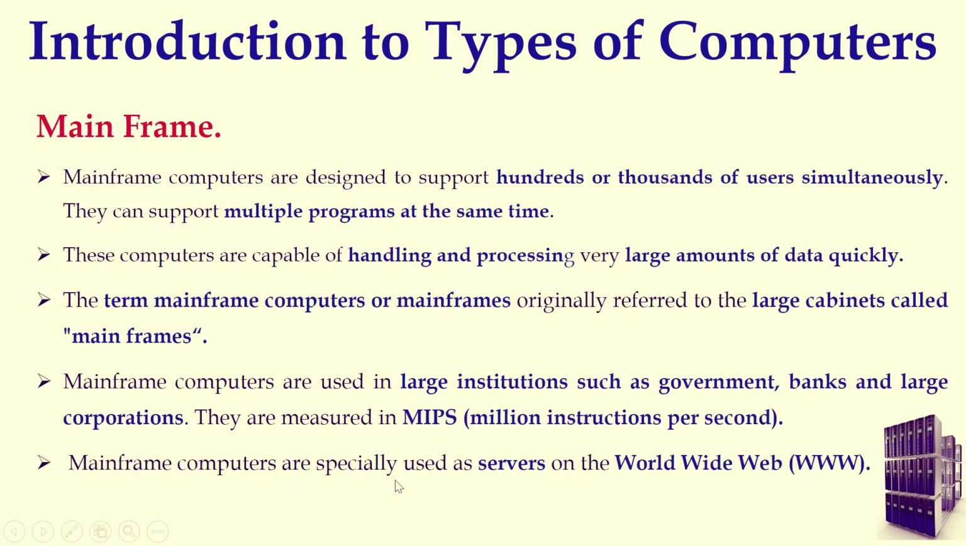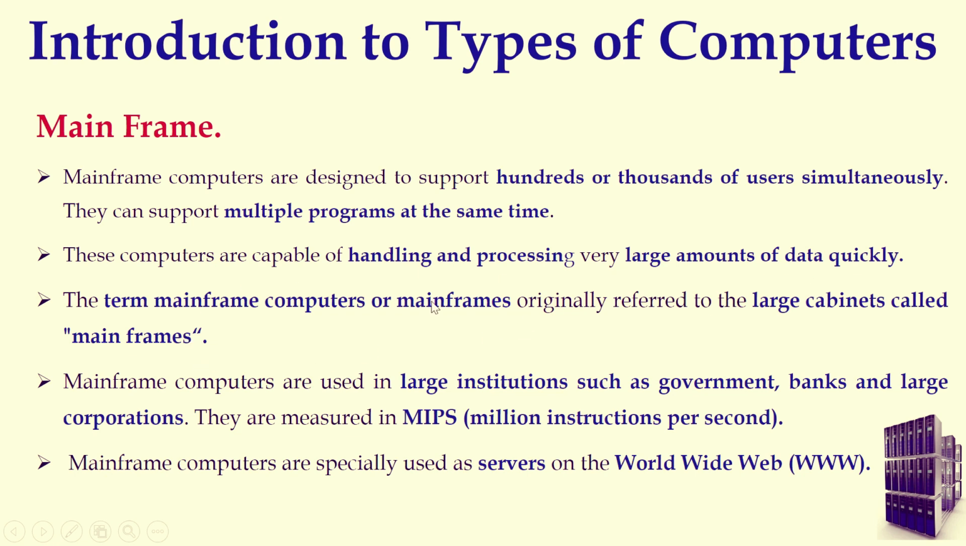Mainframe computers are specially used as servers on the World Wide Web. For example, if you're searching for any data on Google, how many people in this world will search on Google at the same time? It's countless. But Google is providing service to all the people. How? Because of mainframes. Once again, what is a mainframe? Mainframes are designed to support hundreds and thousands of users at the same time. They execute many programs at the same time, and are capable of handling very large amounts of data in a short time.